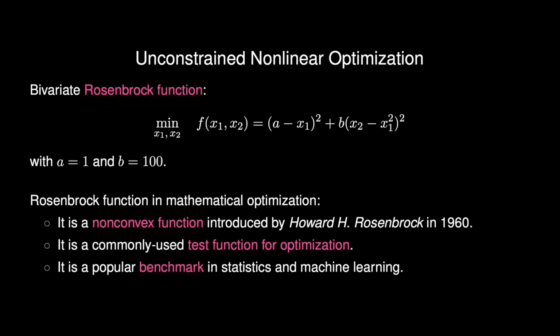Now, let's consider a classical 2D benchmark, the Rosenbrock function. This function was introduced by Howard Rosenbrock in 1960 and is a standard benchmark in statistics, machine learning, and scientific computing.